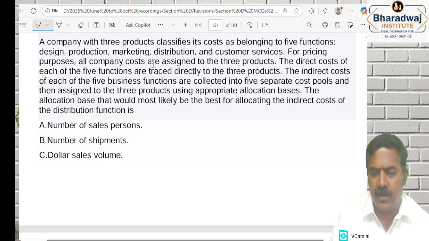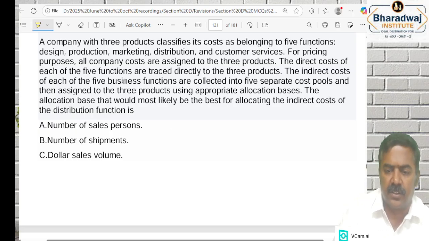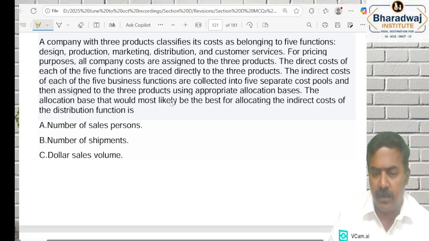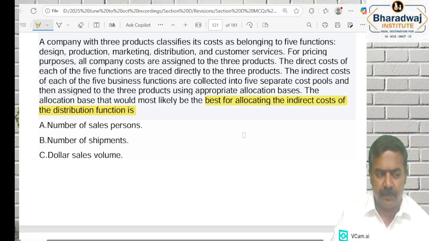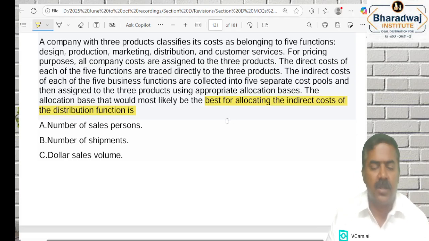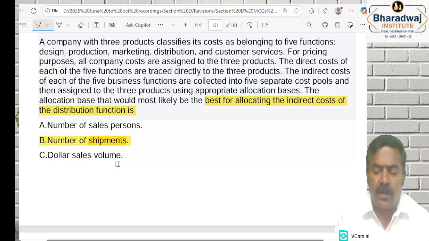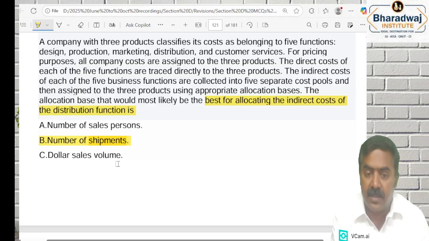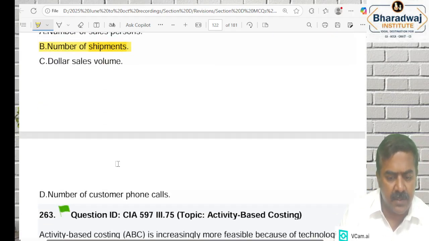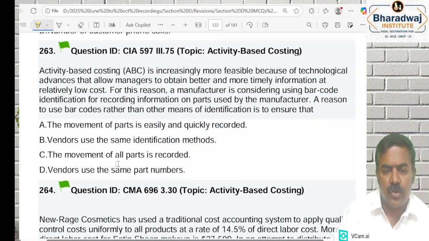Distribution. For pricing purposes, all the costs are assigned to the three products. Direct cost of 5 functions are traced directly to 3 products. Indirect costs are allocated to 5 separate products. Distribution function. What is the best for allocating which one? Distribution is to do with moving the product to the customers. Number of shipments depends upon number of parcels or number of units or number of consignments sent. So number of shipments. Question 263.